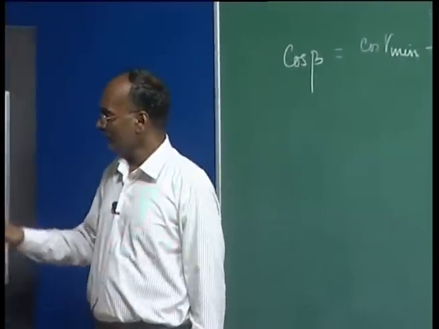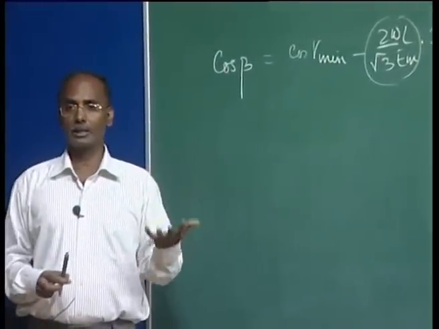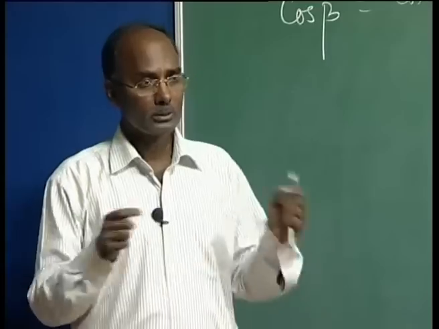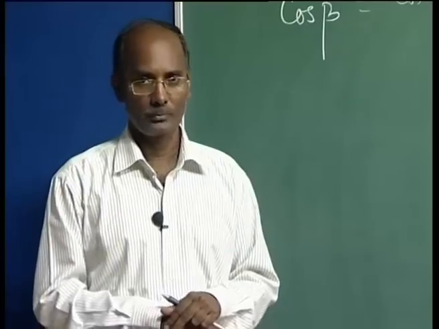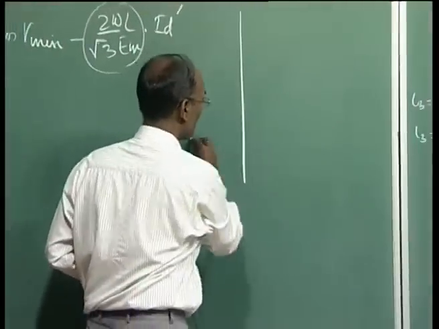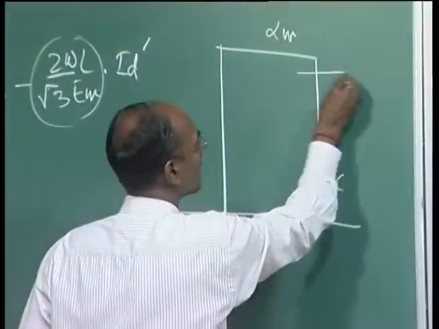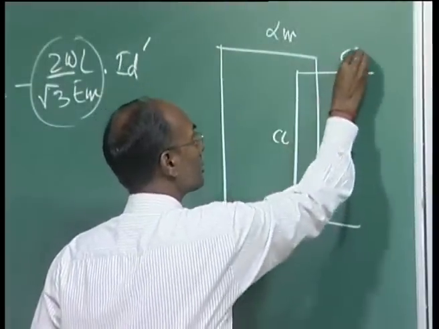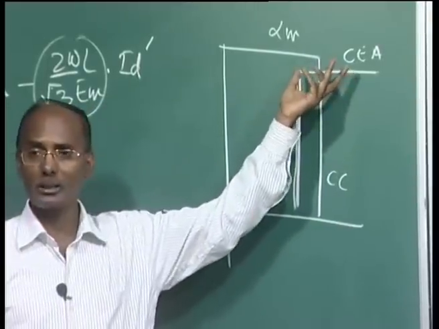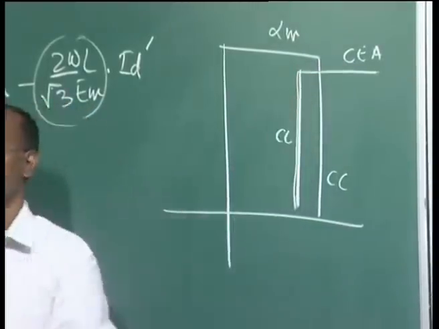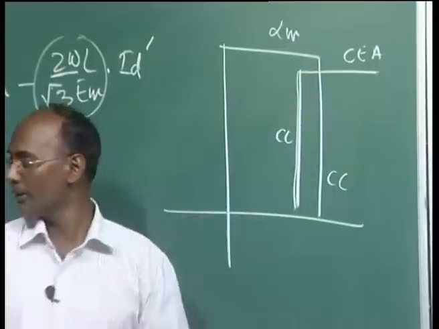Now, another point: as I said, there is a possibility that your inverter, which is operating under constant extinction angle control, due to some severe voltage dip at the inverter end, may shift to constant current control. We already defined the characteristic here: this is your alpha minimum, this is the CC, constant current, this is the CEA, and this is your inverter. It was operating here. If there is a sudden trip, you may land up somewhere here, and you should take care of that. So we should have a smooth transition from here to here.